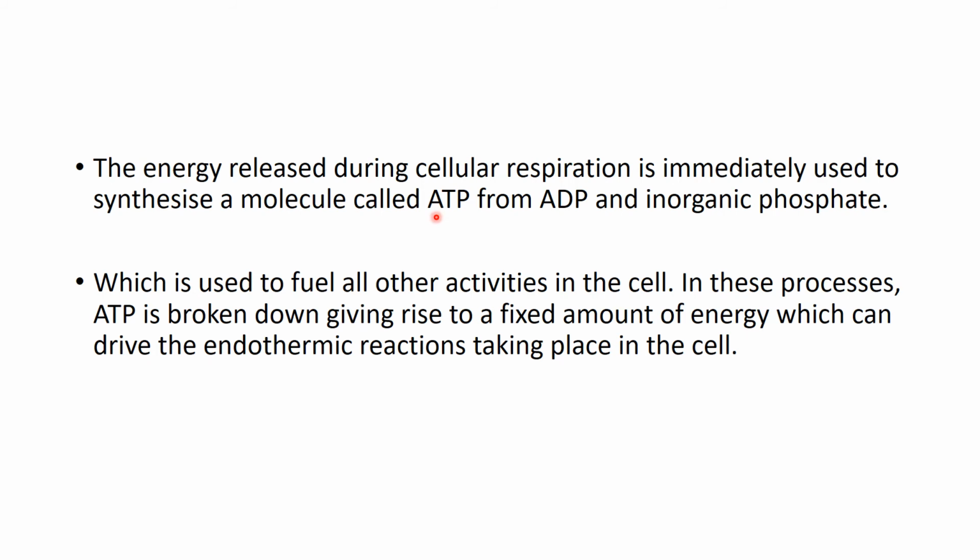Remember it? This is the energy currency. And this ATP full form is adenosine triphosphate. What is it? Adenosine triphosphate. And it is formed from ADP, that is adenosine diphosphate, with inorganic phosphate. And it is used to fuel all other activities in the cell. And that is why mitochondria is known as the powerhouse, because energy release takes place inside the mitochondria during respiration, and it changes to ATP molecule, that is the energy currency.